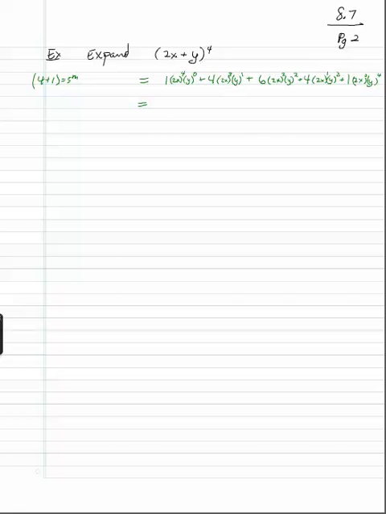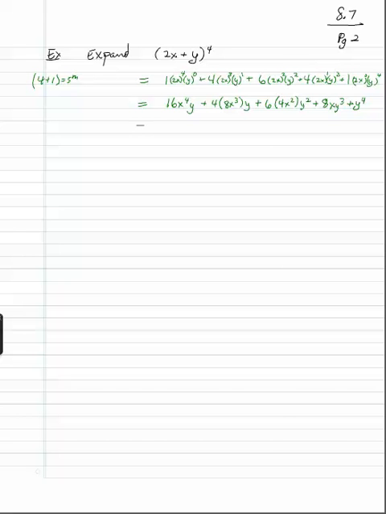And now we've got to simplify all that. So we're going to get 16x to the fourth y plus 4 times 8x cubed y plus 6 times 4x squared y squared plus 4 times 2x times y. I'm just going to write 8x y cubed plus y to the fourth.